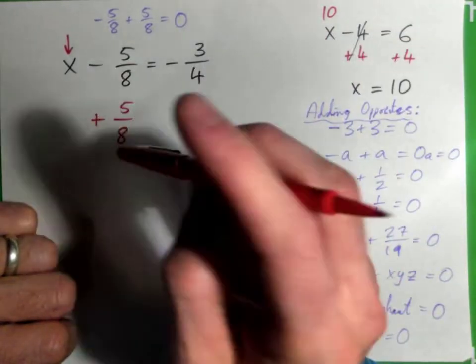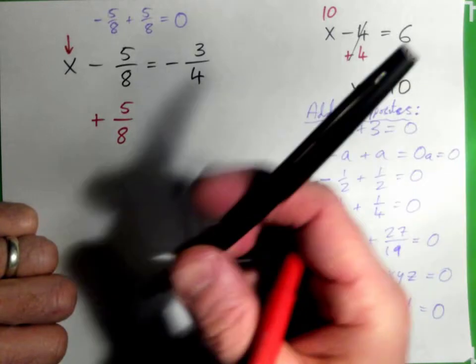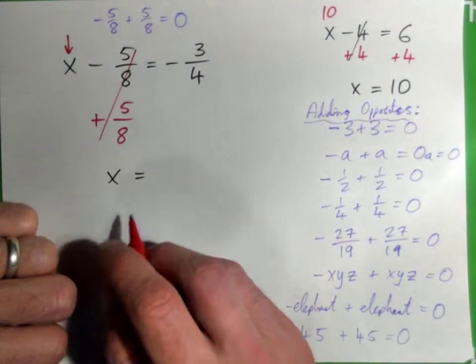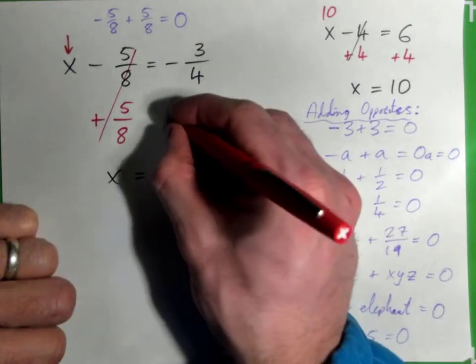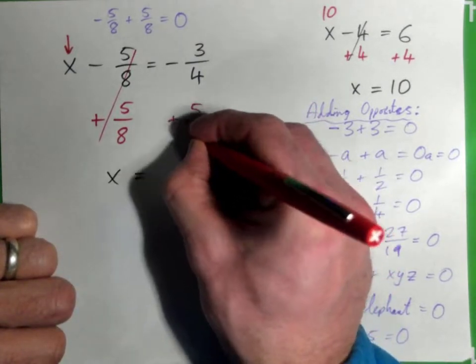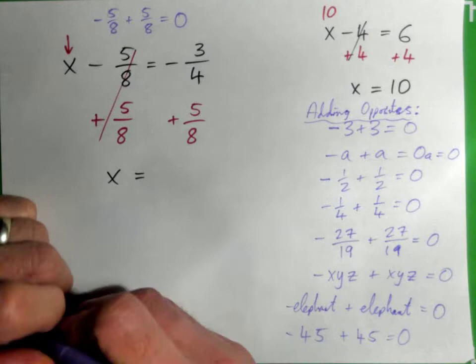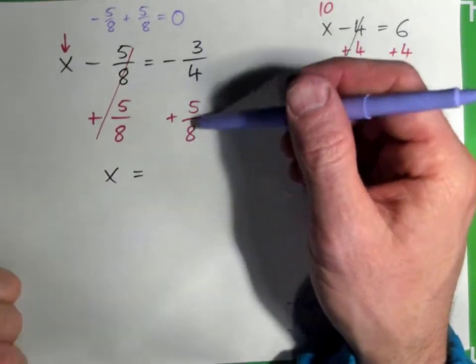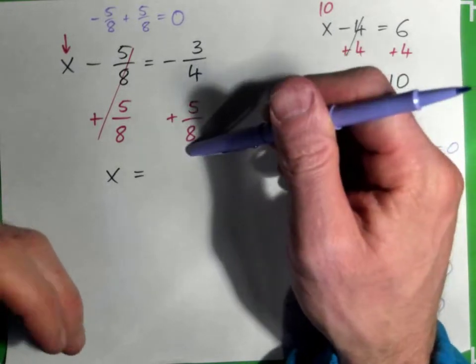So negative 5/8 plus 5/8 is just 0, right? And so we get x over here. Does that make 0, right? Now we added 5/8 to the left, so we must add 5/8 to the right. And now we're adding fractions. We've got a negative 3/4 and we're adding 5/8.